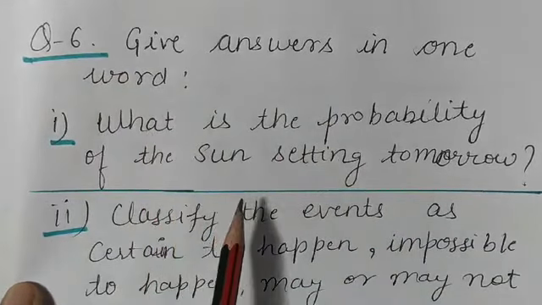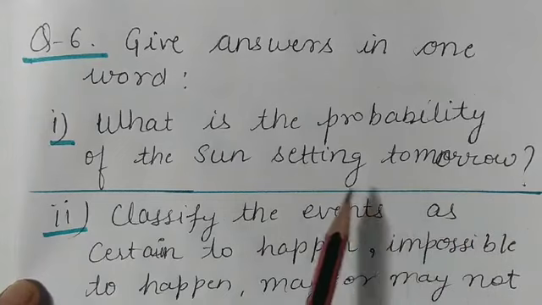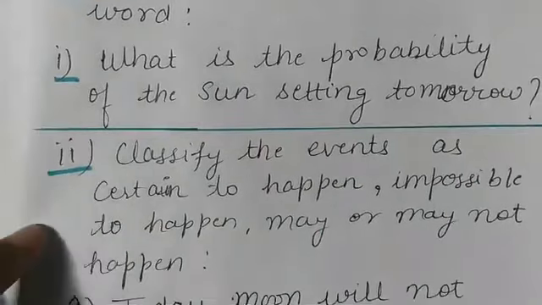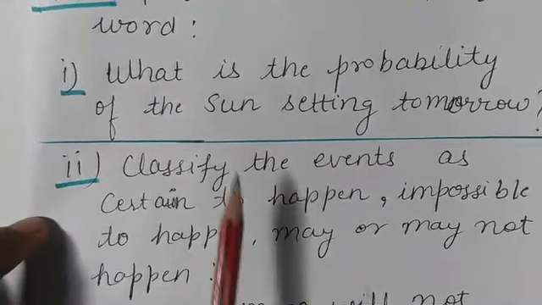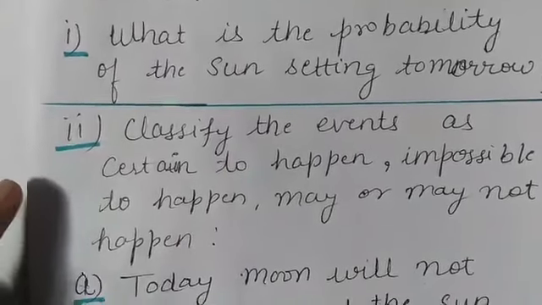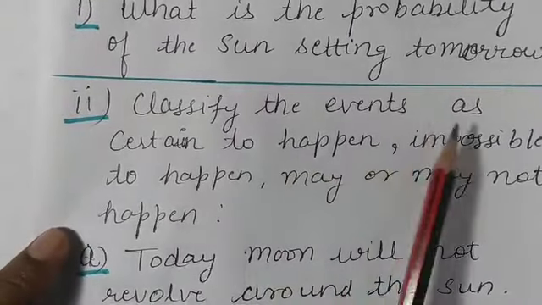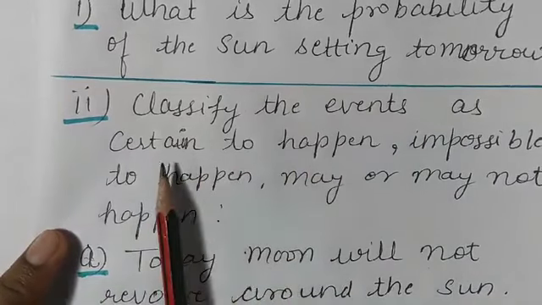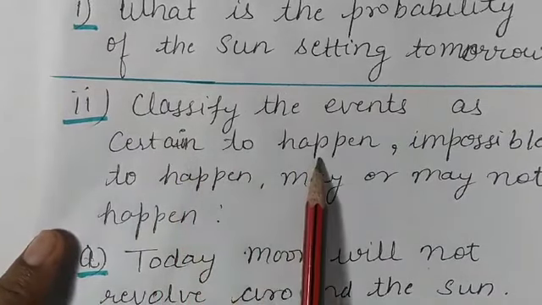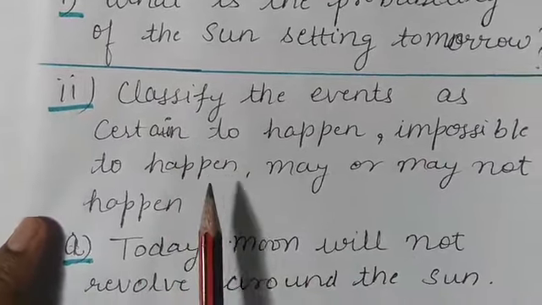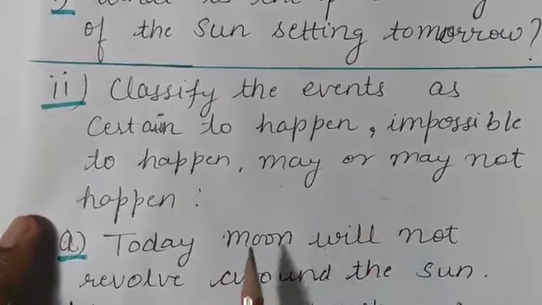What is the probability of the sun setting tomorrow? This you have to find the probability of sun setting tomorrow. This is a case given, event given. Second one, classify the events as certain to happen. Certain to happen means for sure they will happen. Then impossible to happen, may or may not happen.